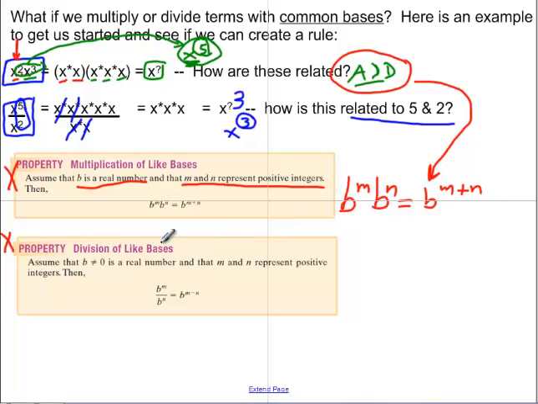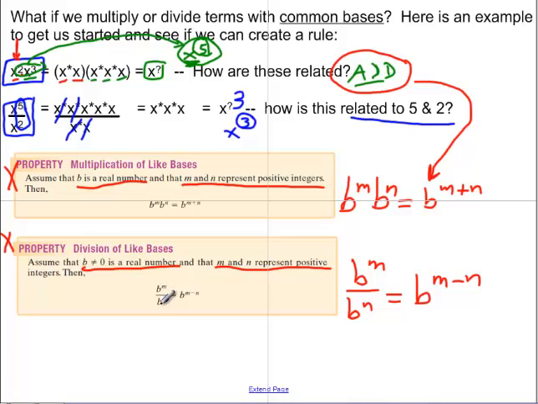The same thing holds true for division of like bases. We just did division up here. What does this say? If b is a real number not equal to 0, and m and n are positive integers, then b to the mth power over b to the nth power equals b to the m minus n. Keep in mind that all these b's represent the base of the exponent, and all the m's and n's represent integers. Integers are the counting numbers: 1, 2, 3, things like that.